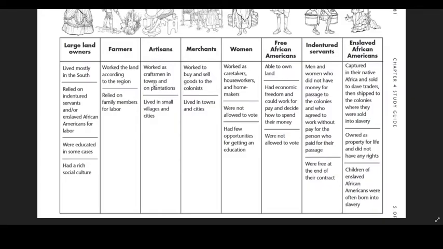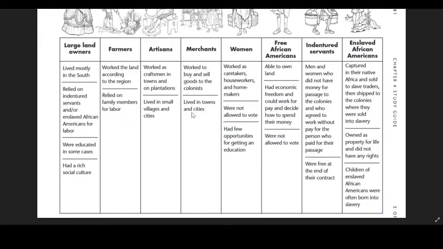Artisans, they worked as craftsmen in towns and on plantations. So they needed to be where most people are, or at least people with money. They lived in small villages and cities because the more people are there, the more people could hire them because they would just do their job and then they were done. They weren't working on the field constantly. They had a job to do, build something, create something, and then that was it. Their job was over.